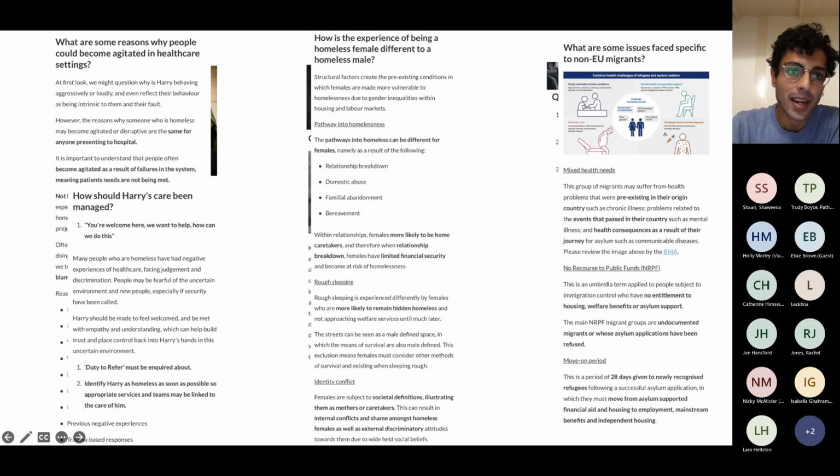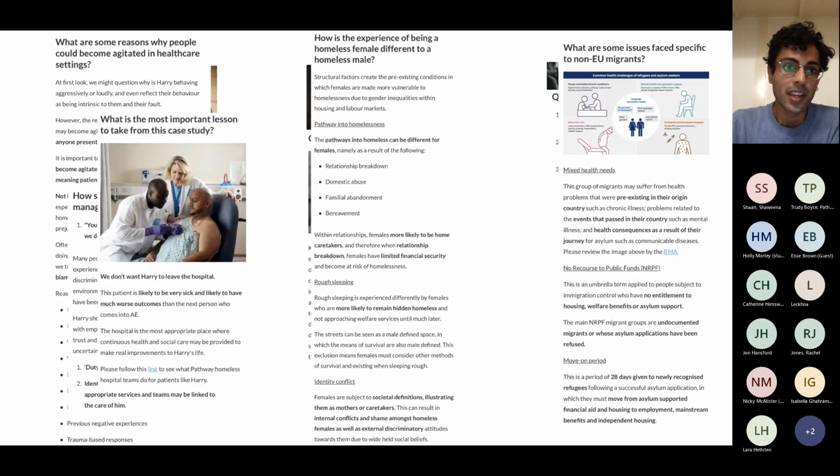And we've got here as well, back in the left corner, how should Harry's care be managed? So not only are case studies the vehicle for knowledge, but actually, how do we put action into place as well? Each case study finishes with the most important lesson to take away. In this case, it was that we didn't want Harry to leave the hospital, because he's in fact much more likely to be more sick than the next patient that comes into A&E because of the unmanaged health.